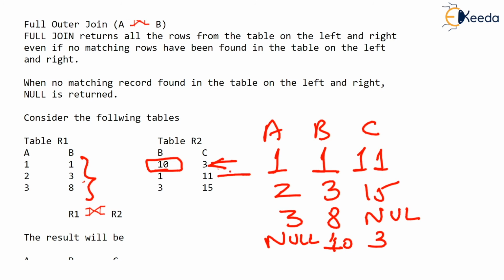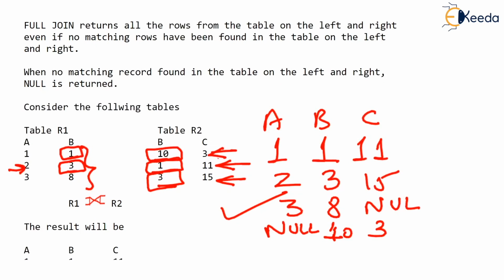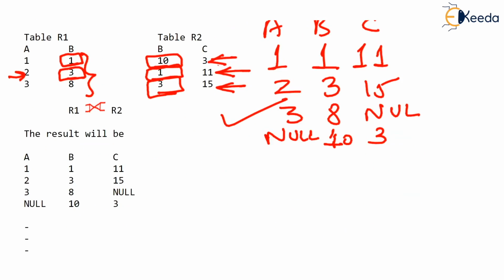Check the next row. This one gets a match over here, but this row was already shown. And the third row has 3 under the column B, which gets a match in the second row, but that was already shown. So this is the result of full outer join of A and B, which has been shown here at the bottom. I hope you have understood all the 3 types of outer join.